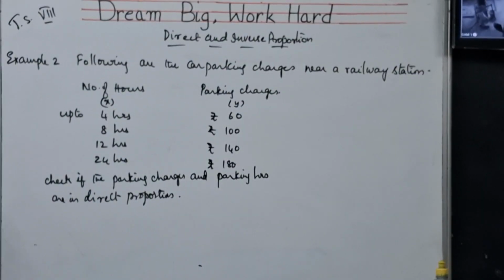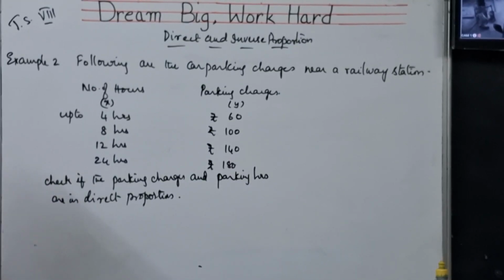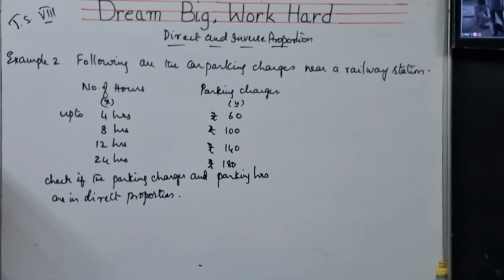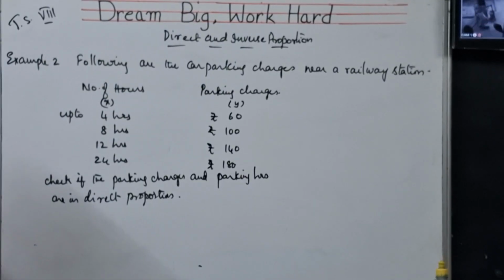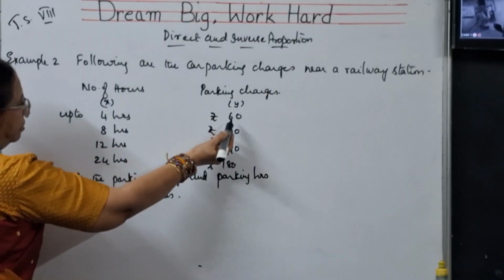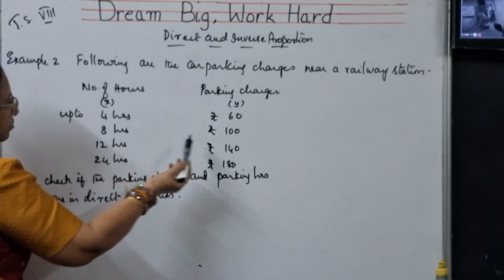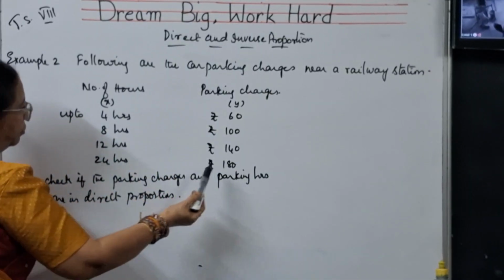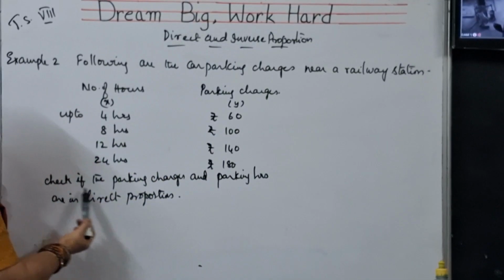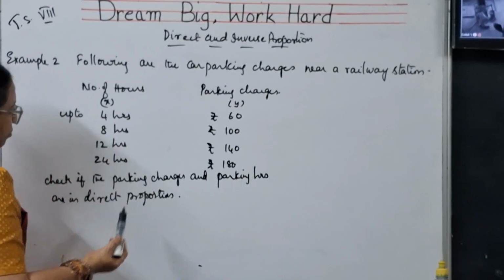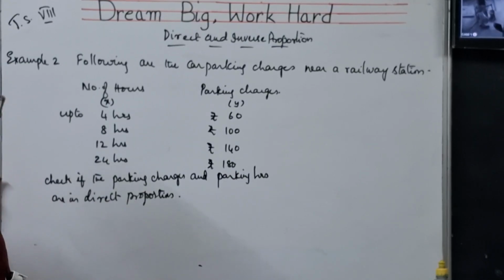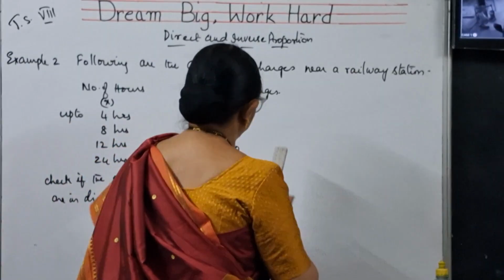Now example 2. Following are the car parking charges near a railway station. Number of hours they have given as X and parking charges as Y. Up to 4 hours the charges are 60 rupees, 8 hours it is 100 rupees, 12 hours 140 rupees, 24 hours 180 rupees. Check if the parking charges and parking hours are directly proportional. That means X by Y is constant or not. You need to find out. So let us go for it.